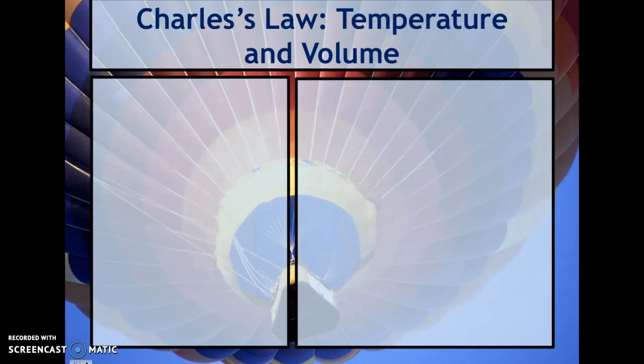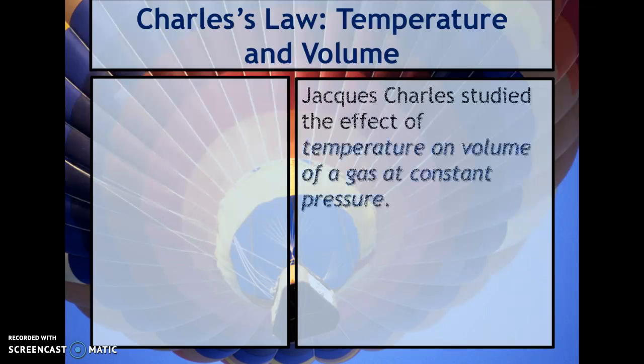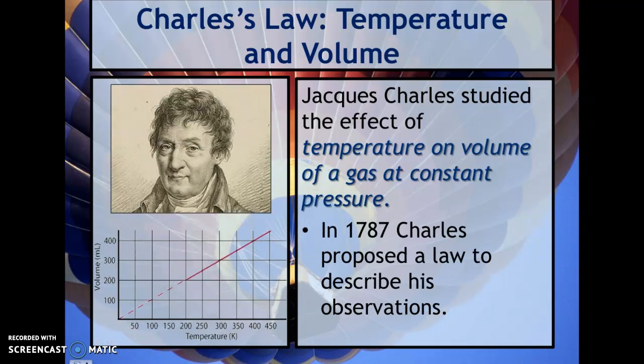Let's move on to Charles's law, which deals with temperature and volume. Jacques Charles studied the effect of temperature on volume of a gas at constant pressure. If we take a look at one of Charles's graphs, you can see that as temperature is increased across the x-axis, the volume of the gas must increase. That means as one variable, the temperature, is increased, the volume must increase as well.